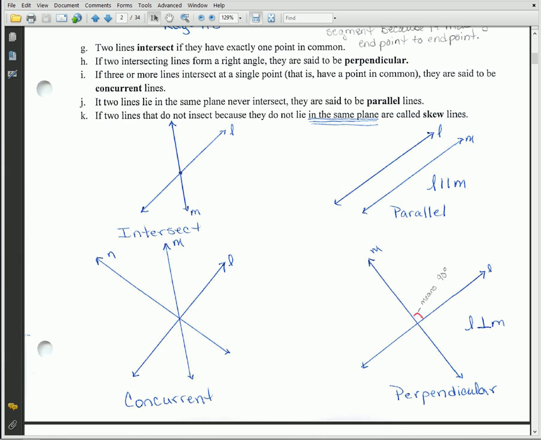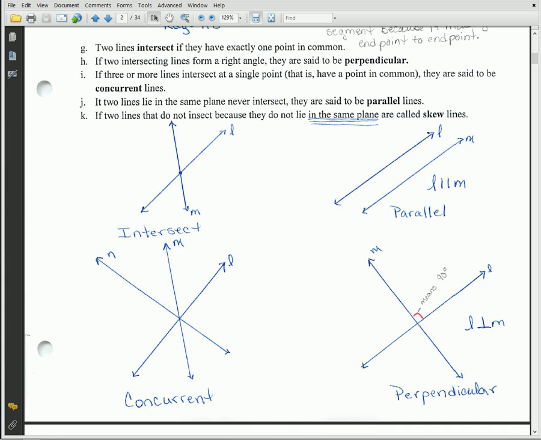Okay. Two lines intersect if they have exactly one point in common. If two intersecting lines are at a right angle, they're said to be perpendicular. If three or more lines intersect at a point, then the lines are said to be concurrent lines, and that's important. It has to be three or more, not two, three.